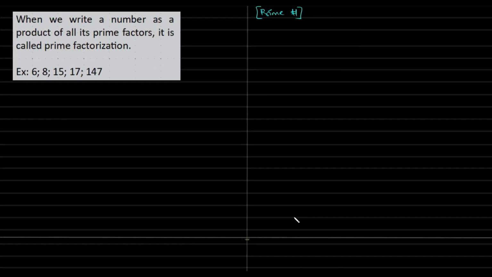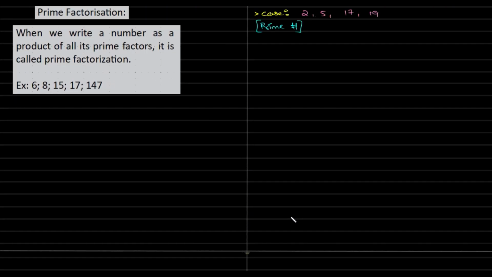The next topic is prime factorization. This is where we apply prime numbers and all of those. This question, 147, I'll do it later. For now, I'll just do these four examples. So what is this prime factorization idea? When we write a number as a product of all its prime factors, it is called prime factorization.